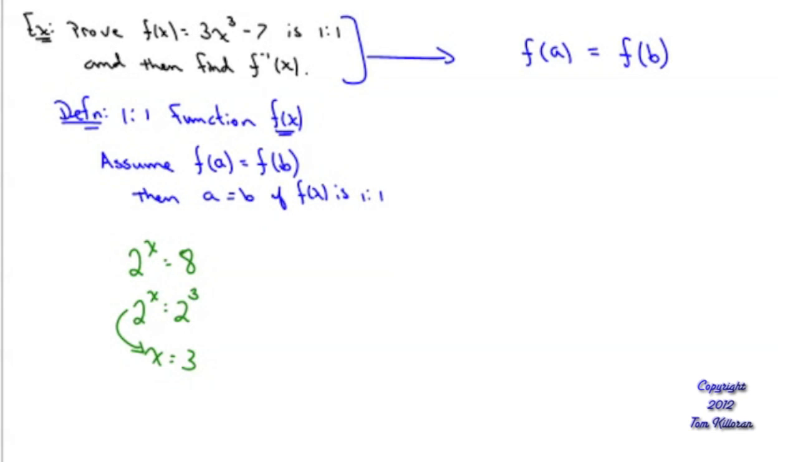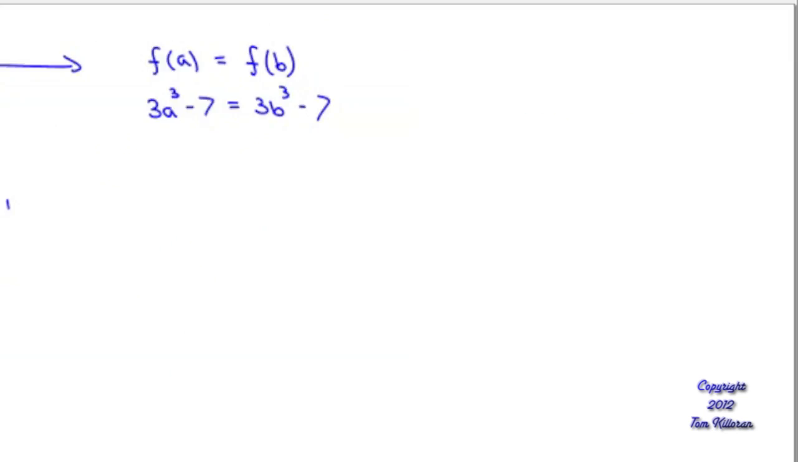What's f of 2 equal to? How would you find f of 2? Oh, you put the 2 into the x. What's f of a equal to? You put the a into the x and you get 3a cubed minus 7. That is equal to, what's f of b? 3b cubed minus 7. Do you see how silly that is? Y'all know what to do, you just don't want to actually go through the steps to do it.